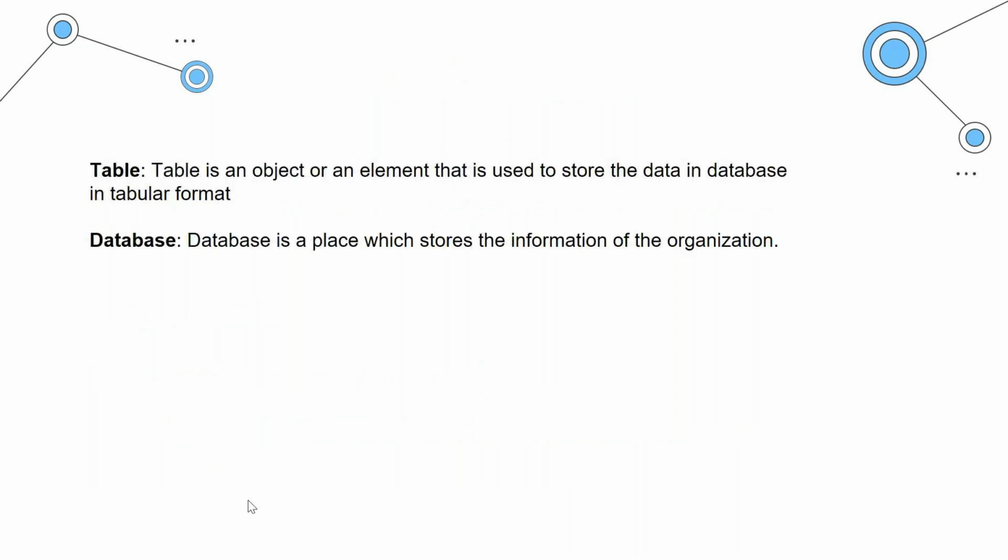Okay, then what is a table? What is a database? So table or a database table, we call it as database table or DB table. DB means database. Okay. So database table is used to store the data in the database in a tabular format. Then database is nothing but a memory unit, a storage unit, which is used to store your organization data. That is called as a database.